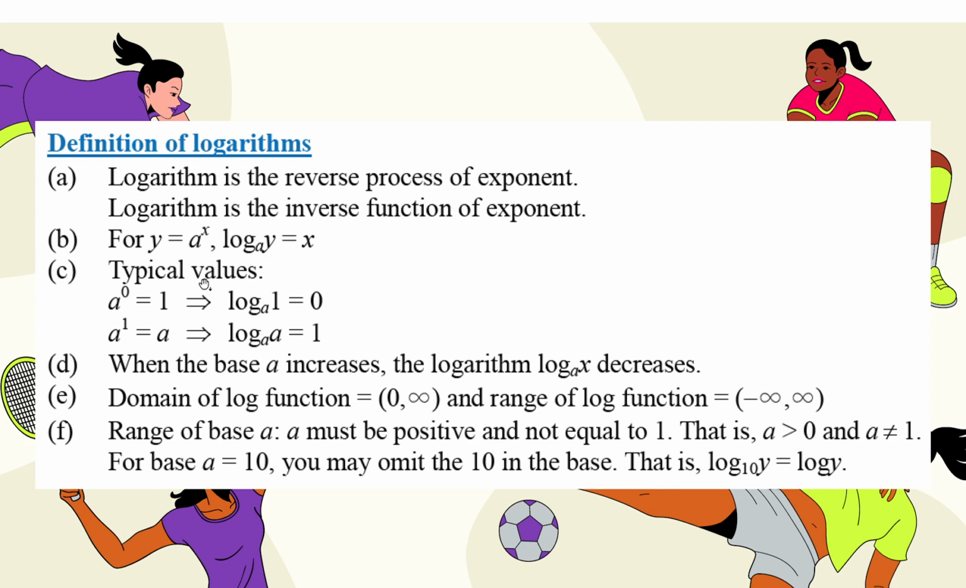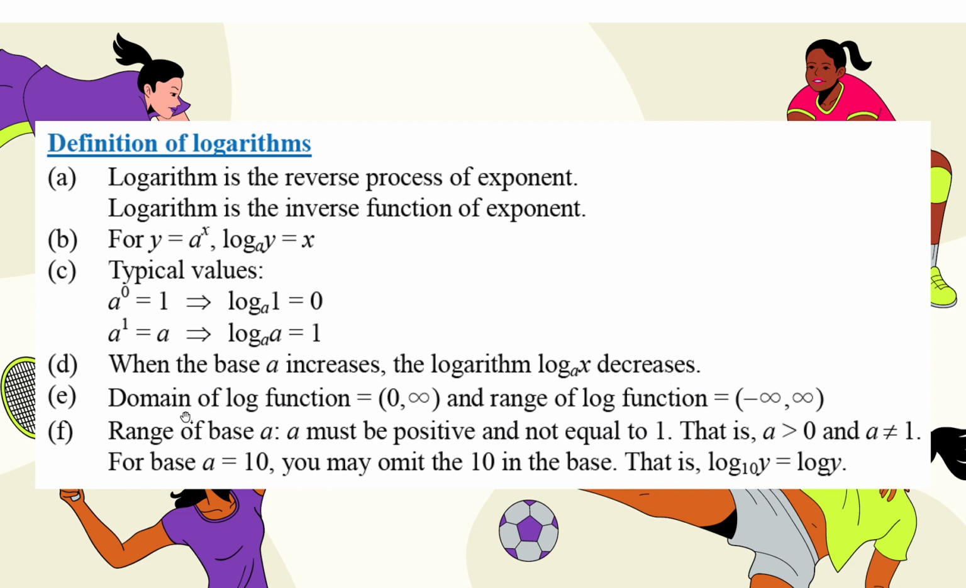Typical values help us to understand a lot more. a to the power 0 is 1, so log 1 becomes 0. a to the power 1 is a, so log a becomes 1. So log of anything with the base of itself is 1, and log 1 with any base is 0. When the base increases, the exponent will decrease for the same number, so the logarithm will decrease, moving inversely.